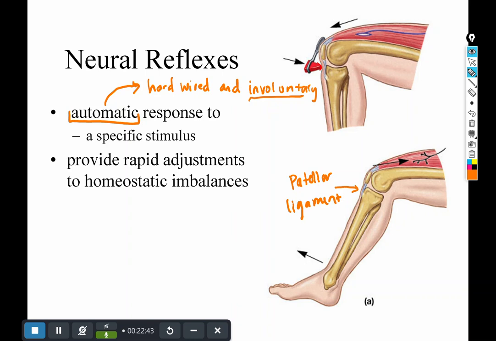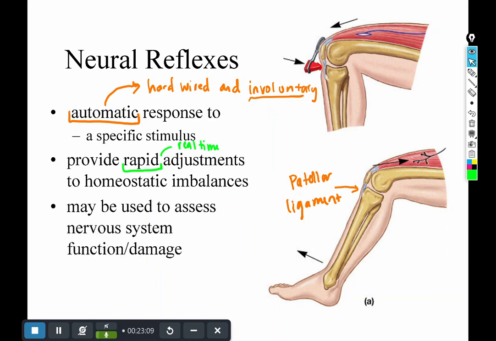So we'll look at other kinds of reflexes like these, but the important thing is if there is some kind of challenge to homeostasis that could potentially harm you or make you sick, we want to provide very, very rapid, real-time adjustments so that we go back to homeostasis and we're safe.